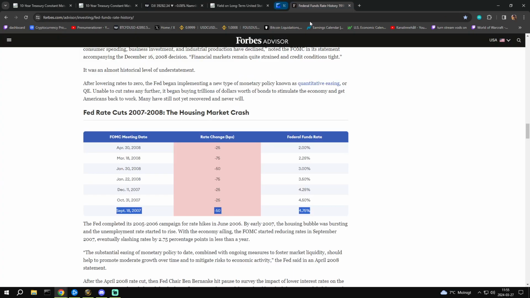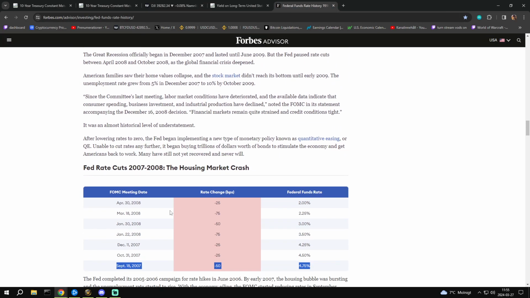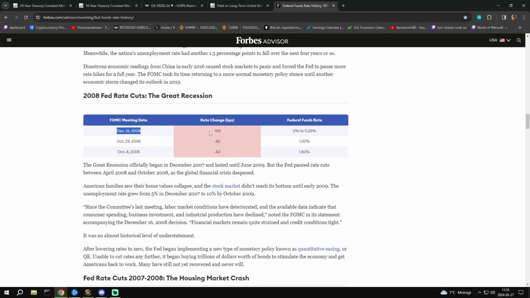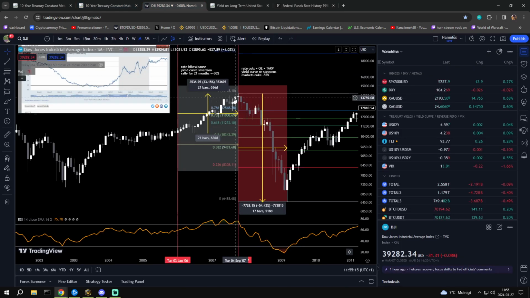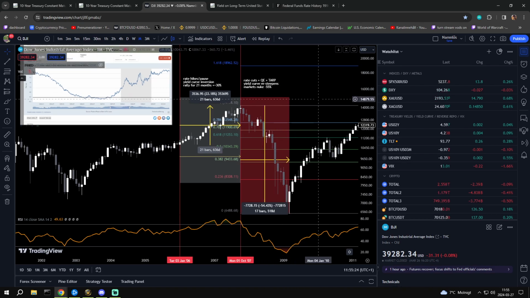And then as they're doing all of these rate cuts from September of 2007 till December of 2008, the market goes from over there to down there. And this is with QE and TARP. QE stands for quantitative easing and TARP for the Troubled Asset Relief Program.